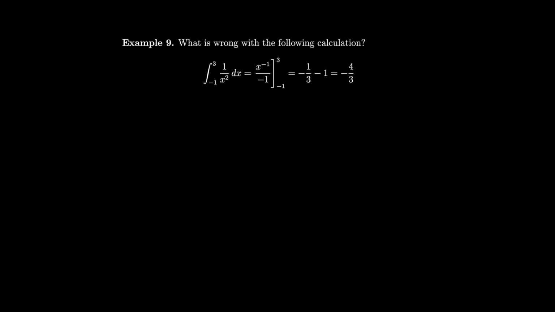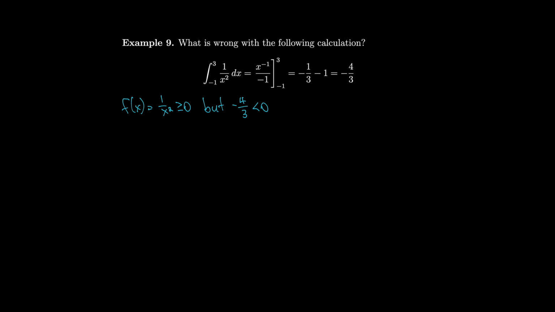So everything looks good, except that there's a problem here. 1 over x squared is a positive function. Negative 4/3 is negative. That shouldn't be possible. If we have a positive function and we look at the area underneath the curve, we expect that area to be positive. So immediately that's an issue. f of x equals 1 over x squared is a positive function, but negative 4/3 is a negative answer. So what went wrong here?